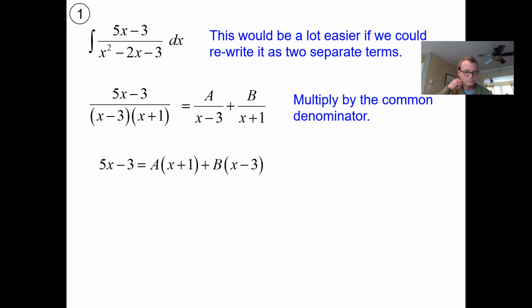So now what? Well, we clear the fractions. We multiply both sides of the equal sign by this denominator. And what would happen? On the left side, you would just get the numerator. On the right side, when you multiply this product times this term, the x take away 3's would reduce. So you would get a times x plus 1. When you multiply this times the second fraction, the x plus 1's would reduce, and you would get b times x take away 3.